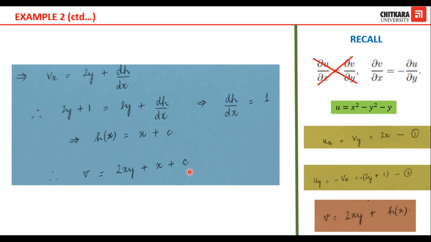Right? Now, in this particular question, there was no condition given to you. Like it was given in the last question. But here, no condition was given to you. So this will be your final answer. You will leave your answer here. But if some condition is given to you in the question, then you have to find out the value of the constant using those conditions. Right? I hope it is clear.